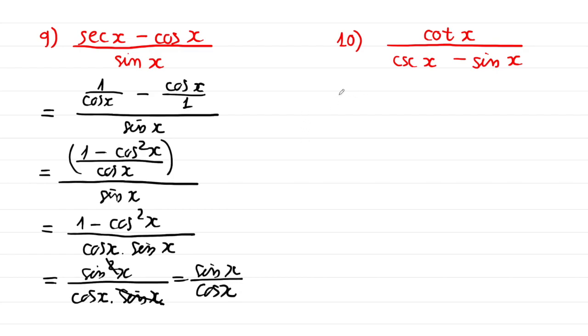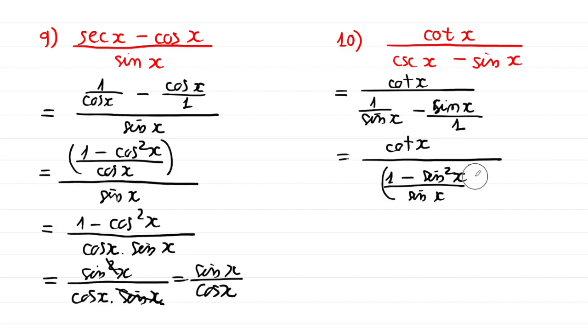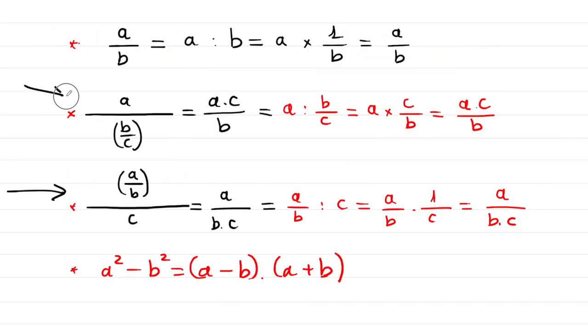Okay, question 10. For the numerator, 1 over sine x minus sine x. So you get cotangent x divided by 1 minus sine square x divided by sine x. This is a fraction over a fraction, so you can apply this formula here: a divided by b over c. The same thing.